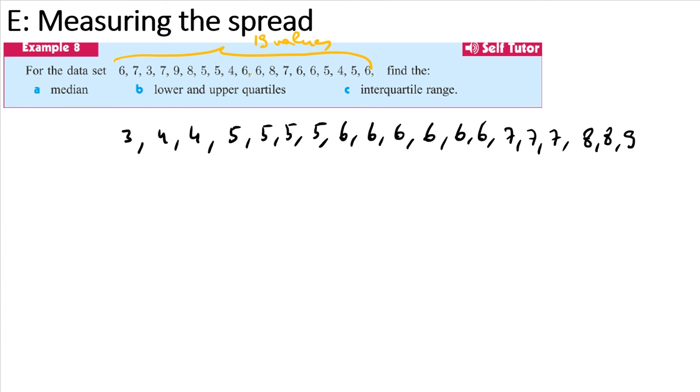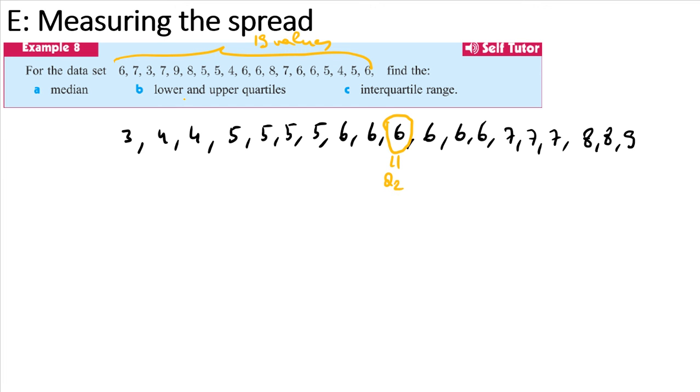19 values means to find the median, we have to find the middle one. And the middle one for 19 values is the 10th value. So we have 1, 2, 3, 4, 5, 6, 7, 8, 9, 10. So the middle value is this one. This middle value, the 10th value, is the median, our Q2.